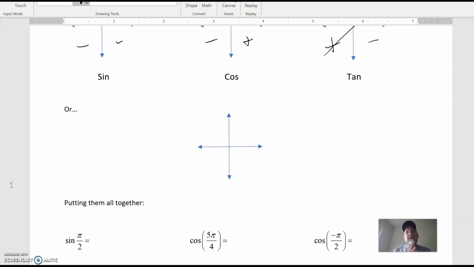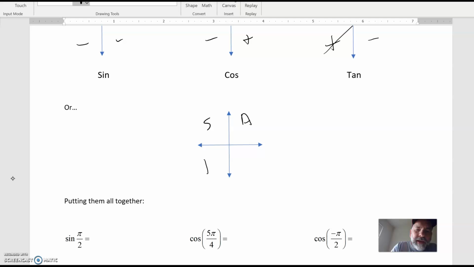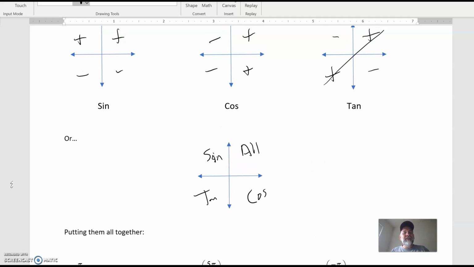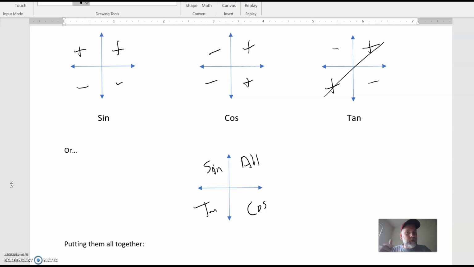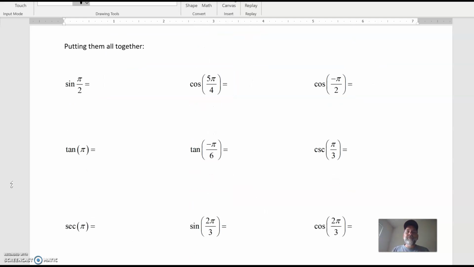But some of you may have learned the other way that's really, really common, which is the all students take calculus, or all students, what's the other one? All students take calculus, all students take chess. I mean, you could come up with a bunch of different acronyms, whichever one you want. But this keeps track of what's positive where. So all of them are positive there. Sine is positive there, which means the other ones are negative. Tangent's positive there, and cosine is positive there. And that just fits in with the other ones. Whichever way works for you, great. So that's how you can put it all together.